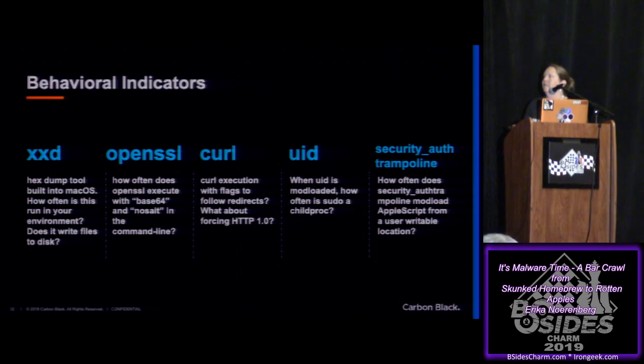And security auth trampoline. How often is security auth trampoline actually loaded as a module from AppleScript from a user writable location? Those things are very uncommon, that combination. And the actual combination of curl and OpenSSL, or the combination of these three things together, curl by itself or OpenSSL or XXD by itself may not be a very good indicator. You combine these behaviors into one, and it's very uncommon.